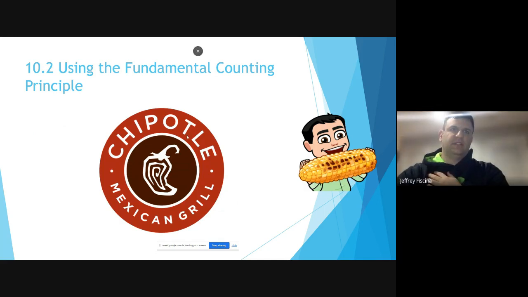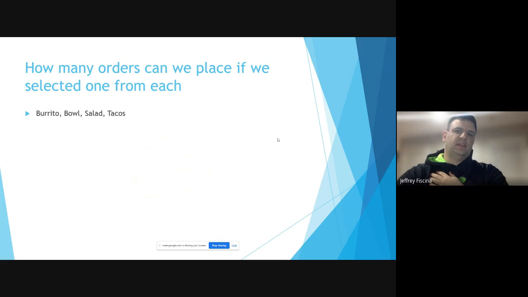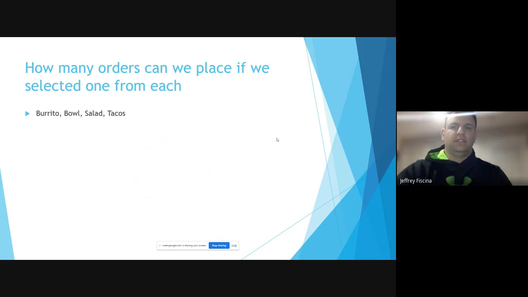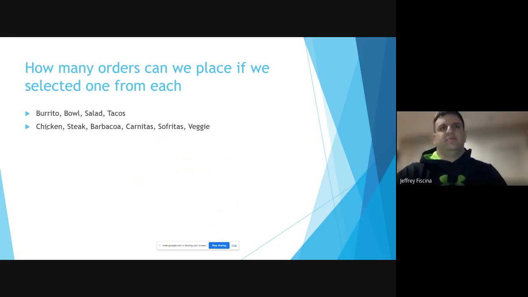So, for instance, if you look at the menu at Chipotle, and I went a little bit basic here, imagine you had to select one of the four ways. I know there's other ways you could get food there, but let's just pick one of the four: burrito, bowl, salad, or tacos. Then you could get any of these types of meats or the tofu, veggies, stuff like that. So imagine you had to pick one of these, right?